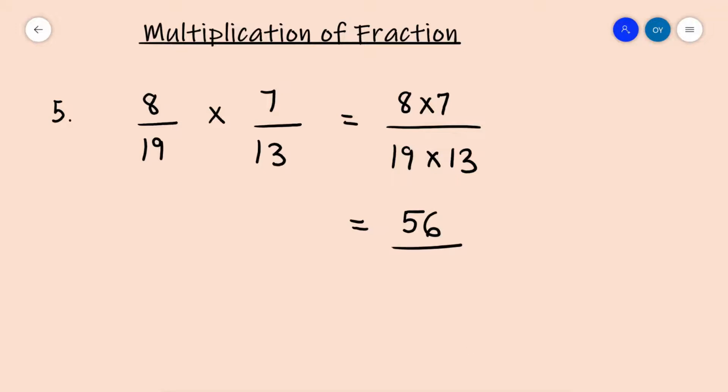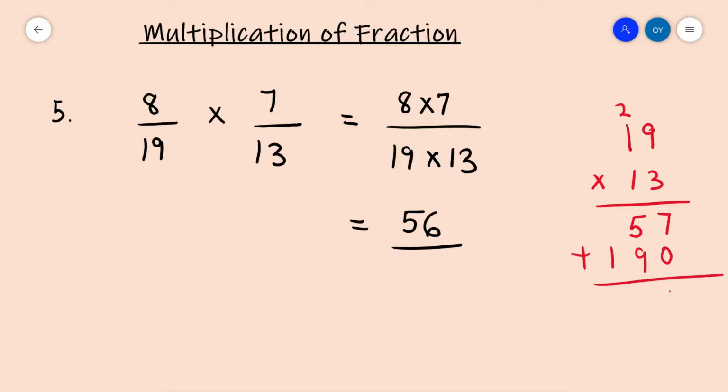And now 19 times 13, we can do that on the side. We have 3 times 9, that is 27. We write 7 carry 2. 3 times 1, that is 3, plus 2, 5. Then 1 times 9, remember to put the 0 in the ones place. 1 times 9, 9. 1 times 1, 1. Now we add these numbers together. That is 7, 14, 4 carry 1, and that is 2. So we have 247. So here we have 56 over 247.